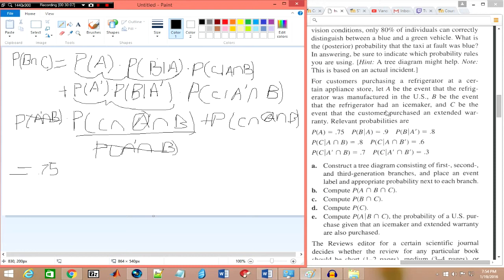Which is equal to, hold on, well, 0.775 times 0.9 times 0.8 is equal to 0.54, and 0.25 times 0.8 times 0.7 is equal to 0.14. You add them together, and you get 0.68. Bammo. We're done with that.